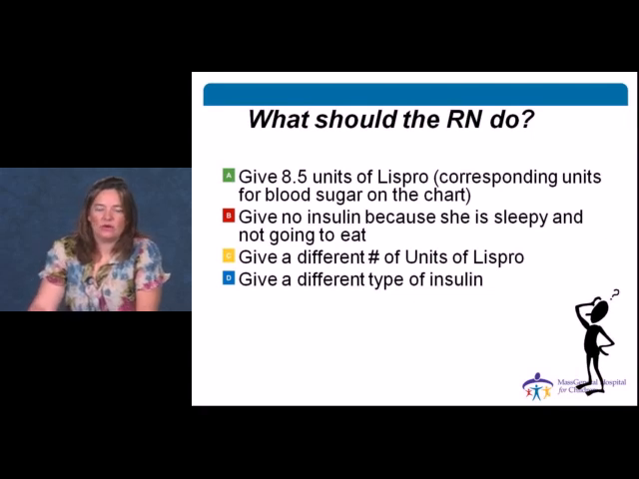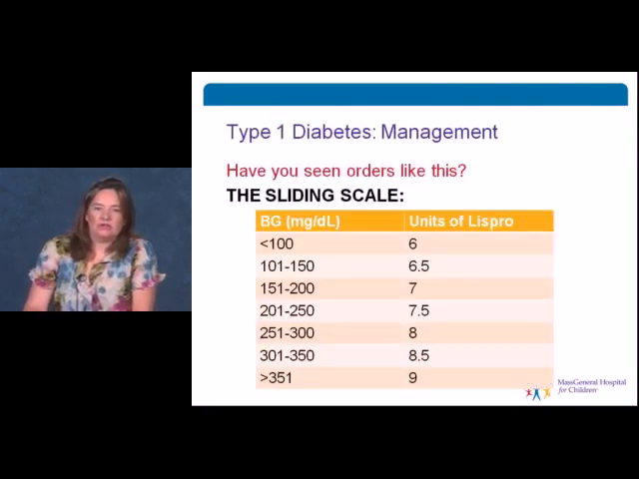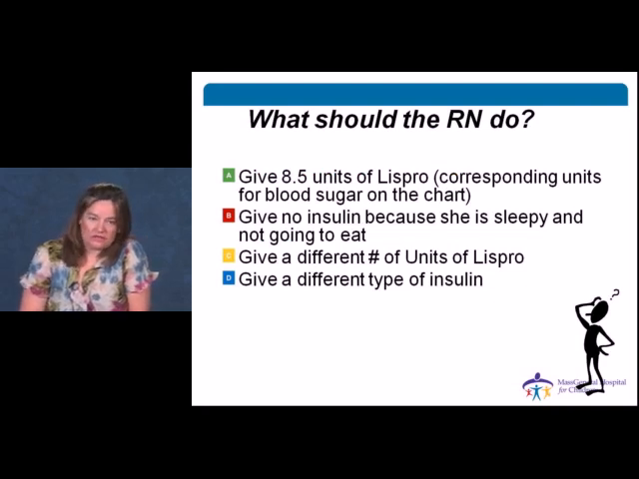So another question, what would the nurse do? If you look at her sliding scale and her blood sugar is 320, her dose would be 8.5 on the order. So the first question is, should the nurse give this 8.5 units of Lispro? Second, maybe give no insulin because she's sleepy and she says she's not going to eat anything. Third would be maybe give a different number of units of the Lispro. And fourth would be maybe give a different type of insulin.